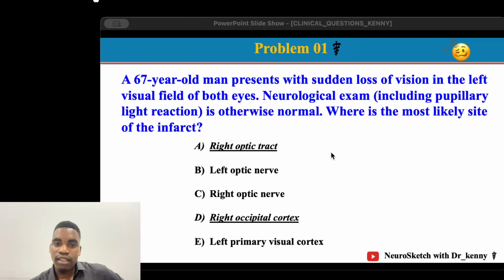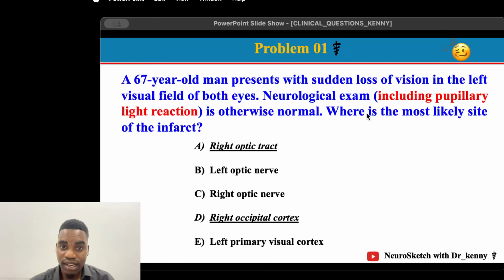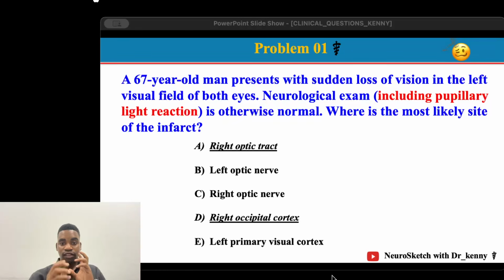So I tell you what, let's go back to the question. What does it tell us? It tells us that the other neurological examinations are fine, including the pupillary reaction. So the pupillary reaction wasn't just a random statement in this question. It was a keyword. What does it mean? Now you see, like we were doing the visual pathway, and in the midst of the visual pathway we have the pupillary reaction, and this is why it is important to have the knowledge of pupillary reaction at the back of your mind.